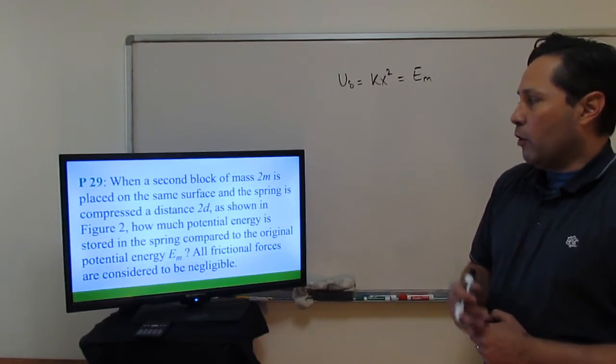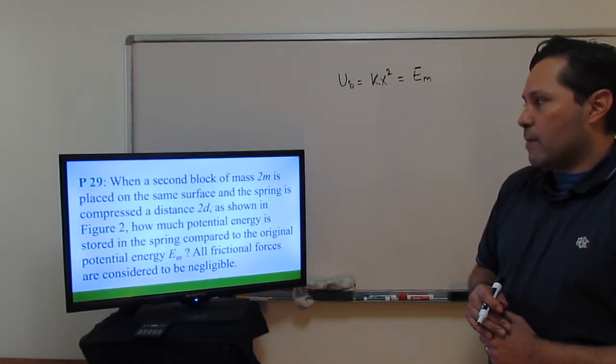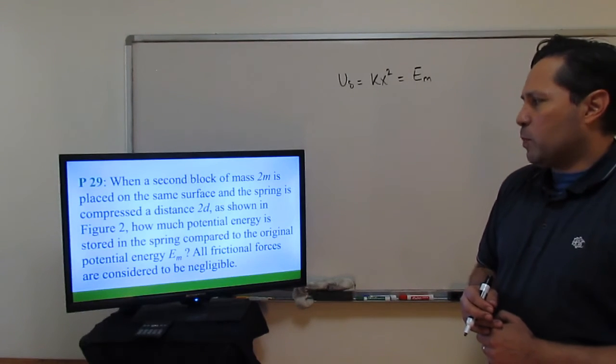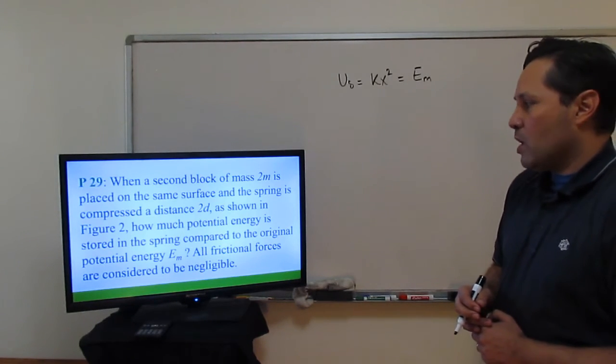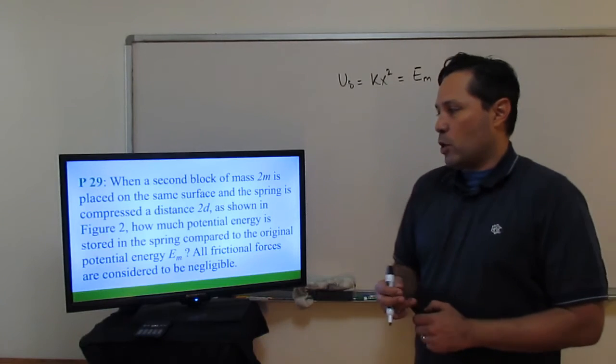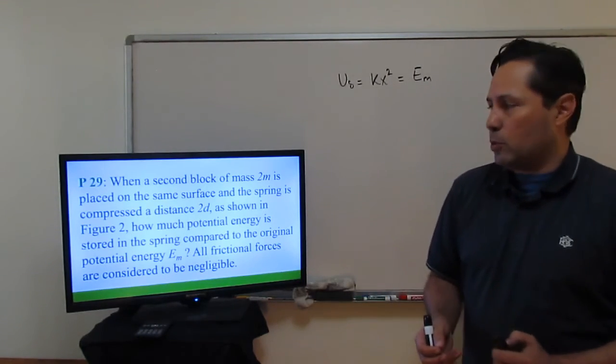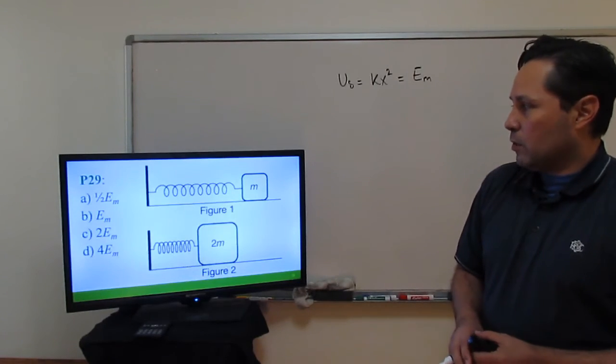When the second block of double the mass is placed on the same surface and the spring is compressed a distance of 2D, as shown in figure 2, how much potential energy is stored in the spring compared to its original potential energy of EM? Then say all frictional forces are considered to be negligible. And here are the diagrams that we're talking about.